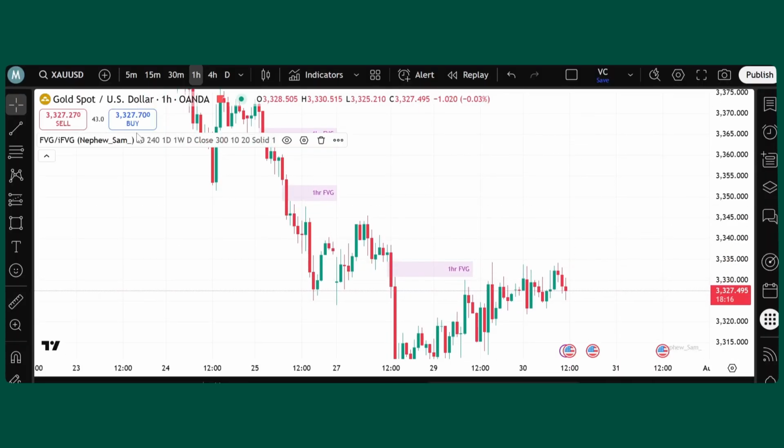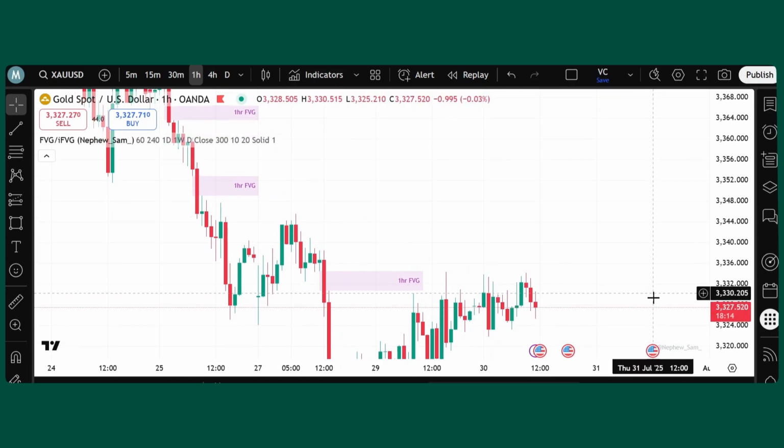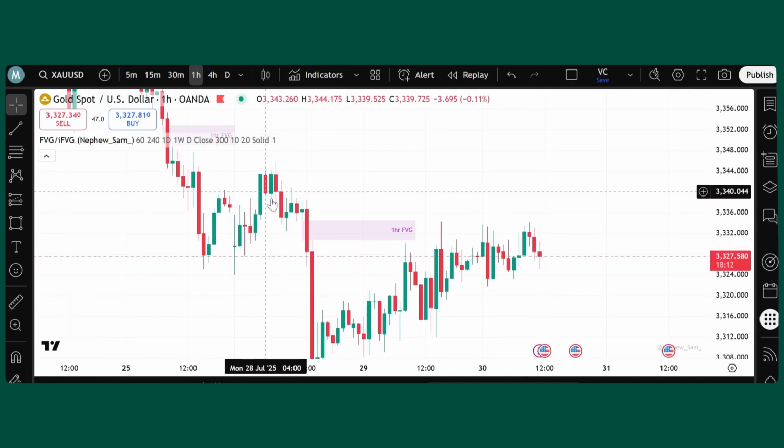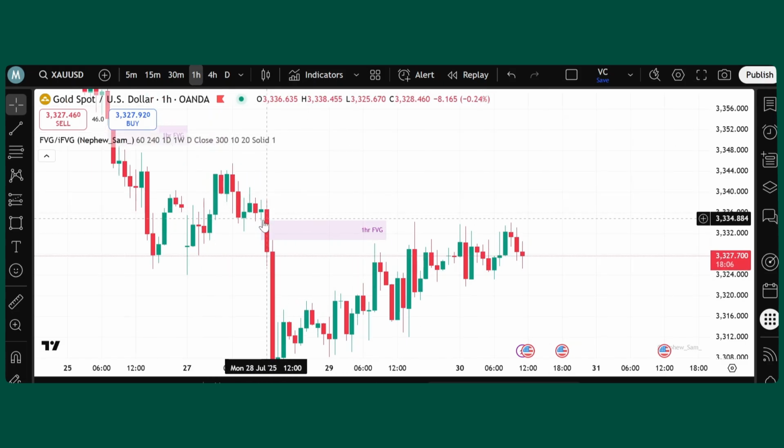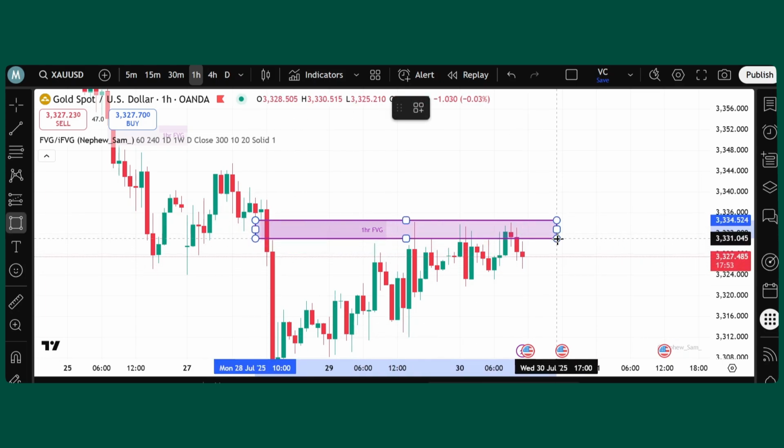So, with this fair value gap indicator now, this is the 1 hour time frame as usual, my favorite to trade from. This indicator here shows you basically that there's an imbalance in the sell side. So as you can see, price is already reacting off of it.